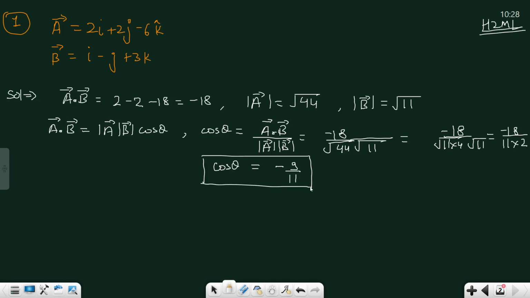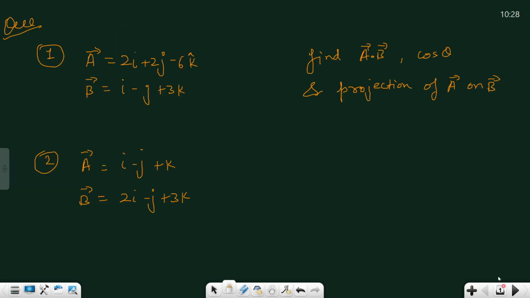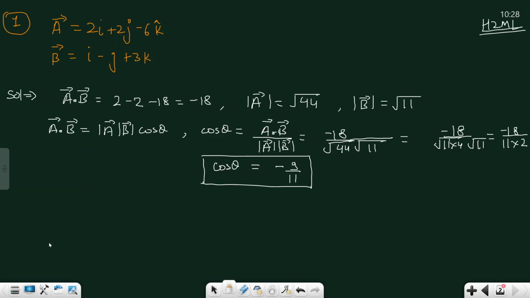Yes, sir. Now they are asking about the projection of A on B. So if I draw this to be A and this to be B, which component of A will be along B? I think it's A cos theta. This will be A sin theta, and this will be A cos theta. Clear?